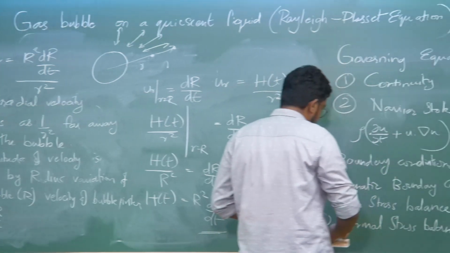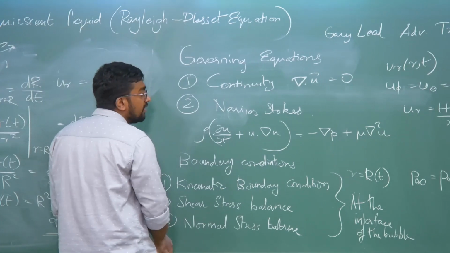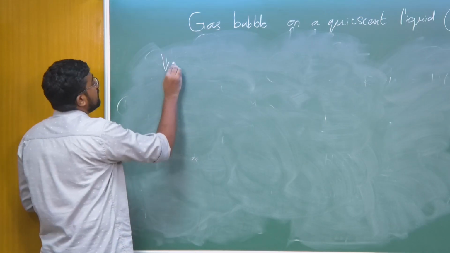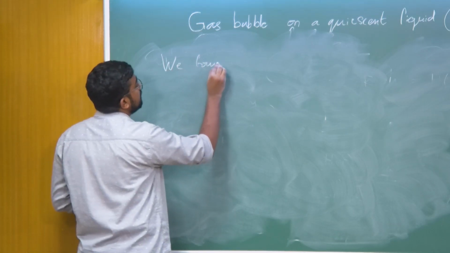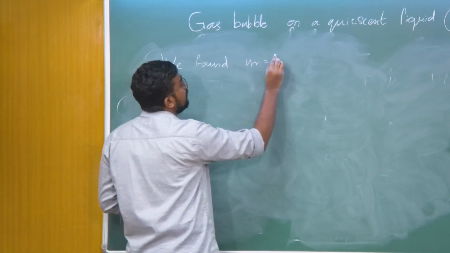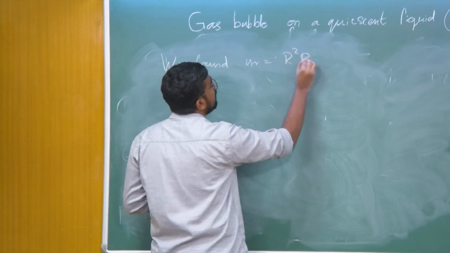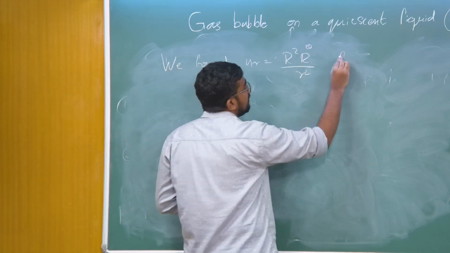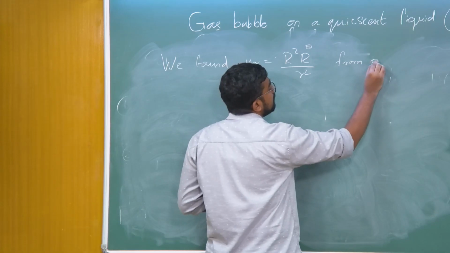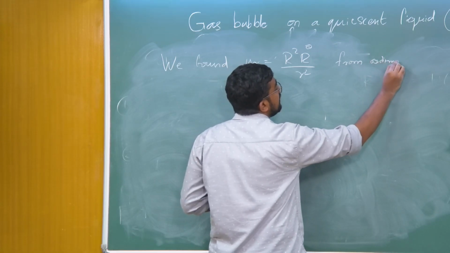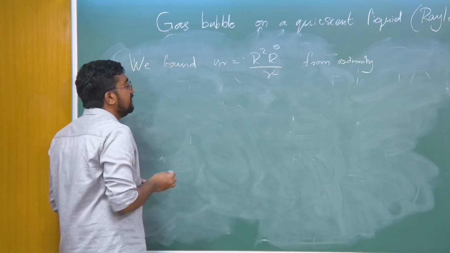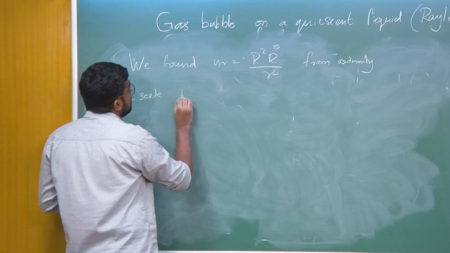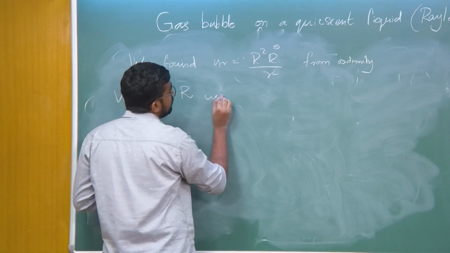So far we have used the continuity equation to solve for UR, the radial velocity variation. We found UR equal to R square R dot by small r square from continuity. Now we seek to find the radius variation, capital R, using the Navier-Stokes equation.